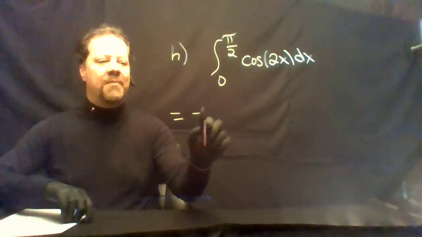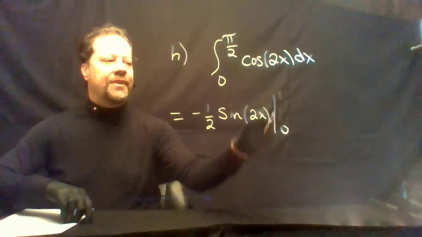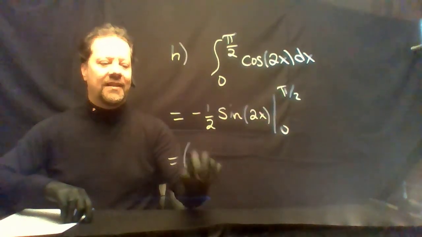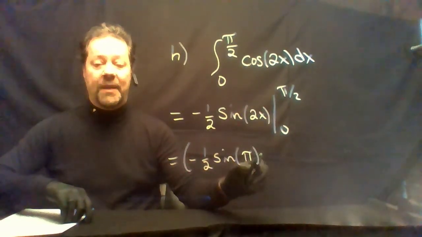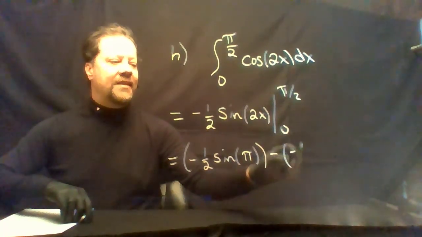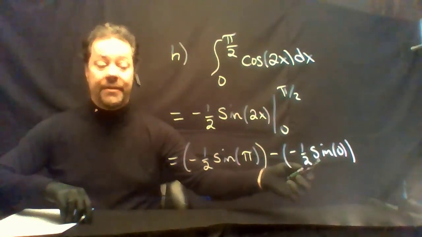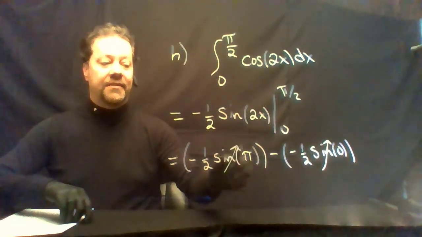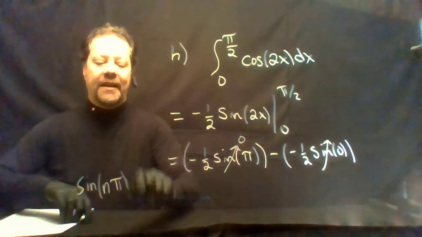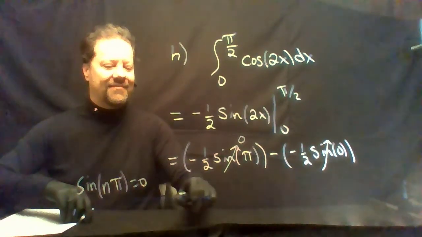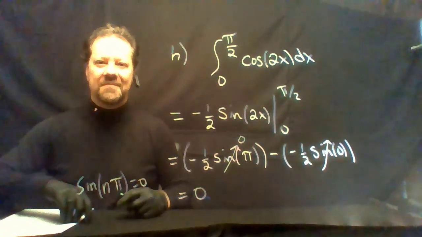An antiderivative will be minus 1/2 sine of 2x evaluated from 0 to pi over 2. That gives you minus 1/2 the sine of, well, 2 times pi over 2 is pi, minus minus 1/2 the sine of 0. Sine of 0 is 0. Sine of pi is 0. The sine of any integer multiple of pi is 0. So, just as before, the whole thing is 0.